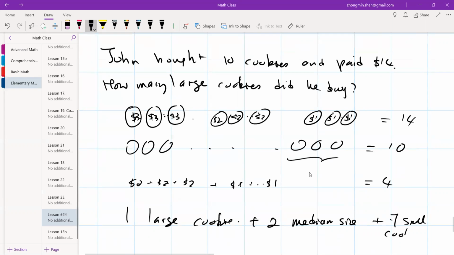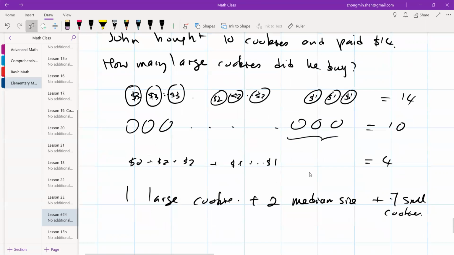But does it have to be exactly 10? Or just buy one medium? Yeah, it can be one medium. Does it have to be exactly 10 though? Because you have to buy one large cookie. Oh, it has to be exactly 10? Then you don't have other choices. Well, then still a large cookie.